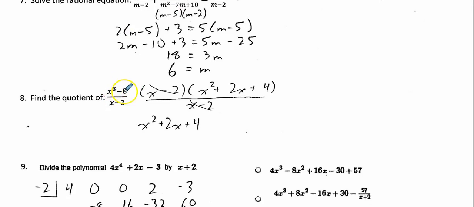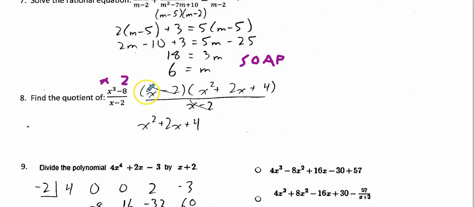Here I see a difference of cubes factoring technique that can be applied, because I have something to the third power minus something to the third power. So the two things that are being raised to the third power are x and 2 in this case. And then remember, we use the expression SOAP for figuring out where to put pluses and minuses. So I don't really pay attention to whether it's a plus or a minus here. I'm just looking at x to the third power is x cubed and 2 to the third power is 8.